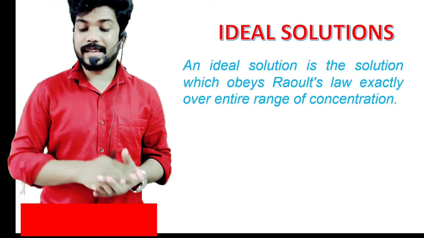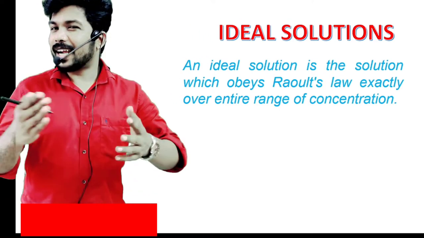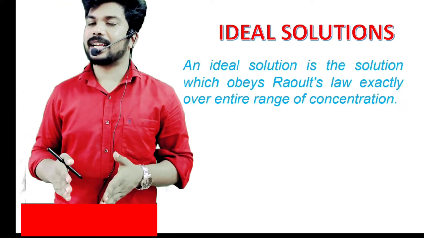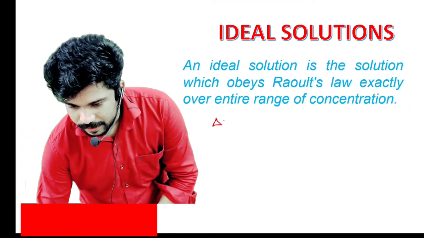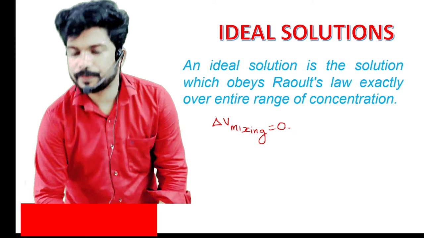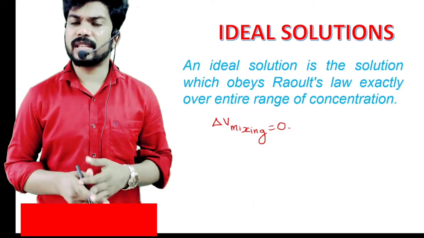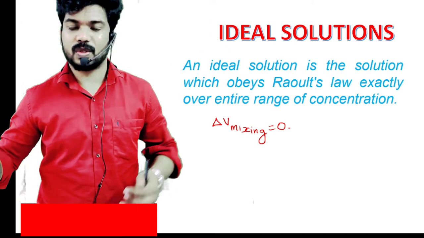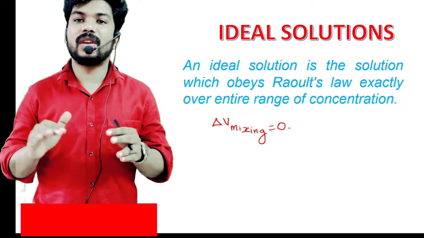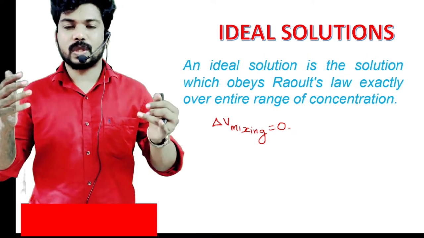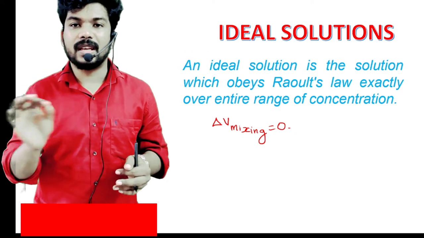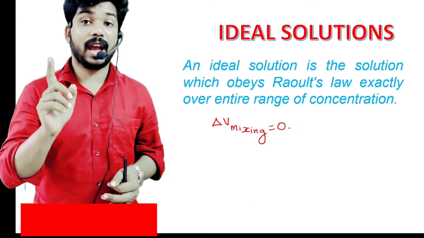Next, the conditions of ideal solution. There are four conditions. The first condition is on the screen, and the second condition is that delta V mixing, that is delta volume mixing, is equal to zero. What do we mean by this? We are dealing with a binary solution, a two-component solution of solute and solvent. When we mix solute and solvent, the volume will not change. So there is no change in volume, delta V mixing is equal to zero, and that is only in the case of an ideal solution.